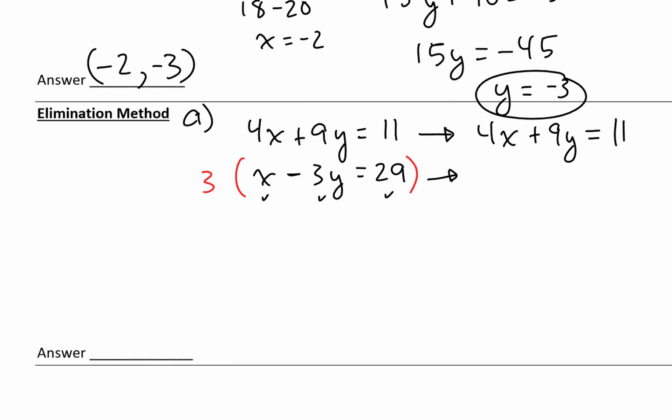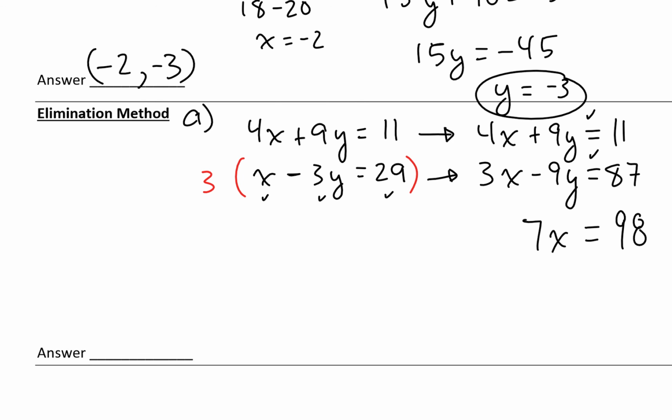So this will become 3x minus 9y, and 3 times 29 I believe is 87. Okay, so if we have the equal things and we combine these equal things, we're going to get some new equal things, and this right hand side combines to 98, and over on the left hand side I get 7x. If I divide both sides by 7, I think that x is the number 14. Yes, it is 14.